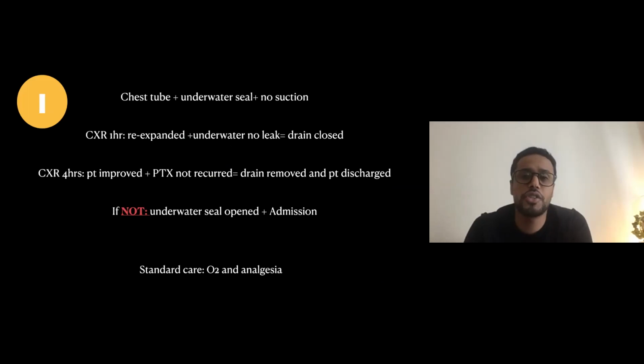So in the intervention group, basically, if they confirmed a pneumothorax of more than 32%, they would put in a chest tube with an underwater seal and no suction. Then they would repeat the chest x-ray in 1 hour. If there was no re-expansion and no leak, they would close the drain, wait for 4 hours, and repeat the chest x-ray. If the patient improved and there was no recurrence of pneumothorax, they would remove it and discharge the patient.